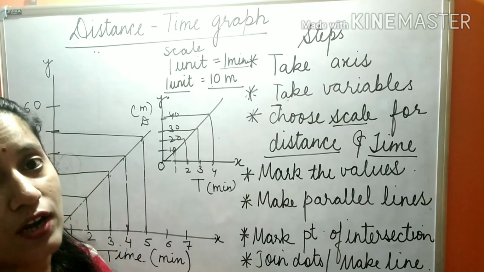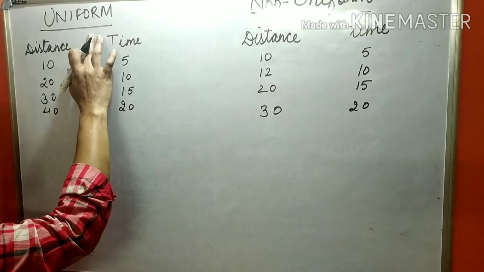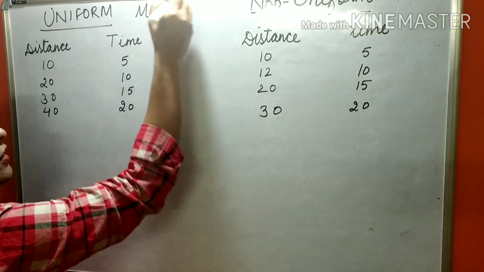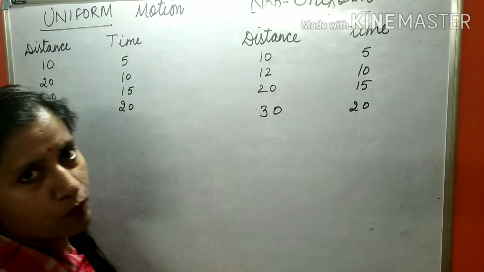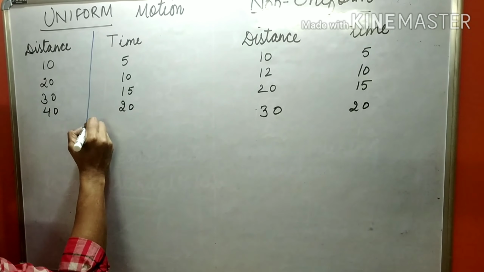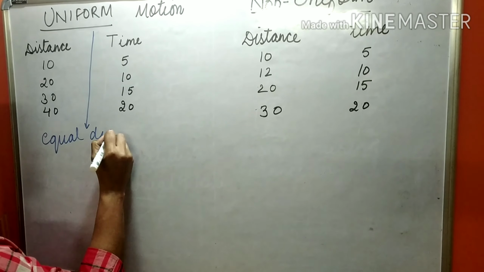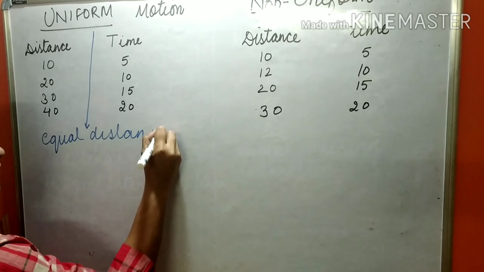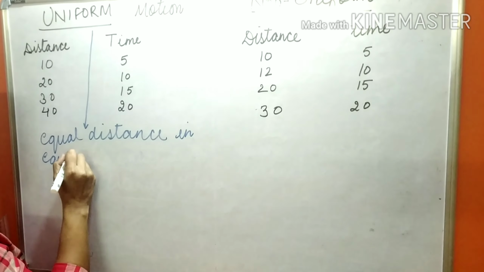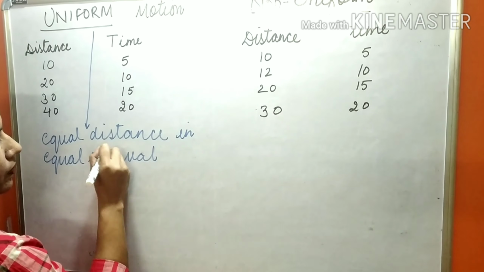Let's see some more graphs so that you understand better. Now let's see the uniform motion and the non-uniform motion. Uniform motion and non-uniform motion. So to understand the word uniform, uniform means equal, covering equal distance in equal interval of time. Equal interval of time.